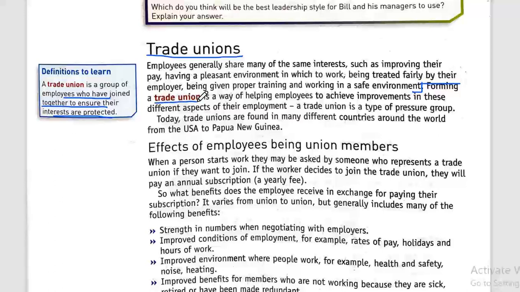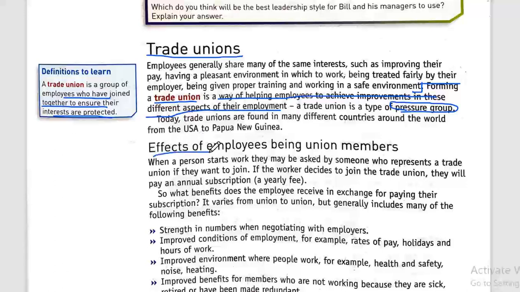These employees form something called a trade union as a way of helping employees to achieve improvements in these different aspects of their employment. A trade union is a type of pressure group. So inside the organization, they form a trade union in order to contact the higher management, to allow the employees to talk to upper management and to discuss their interests and their wants.